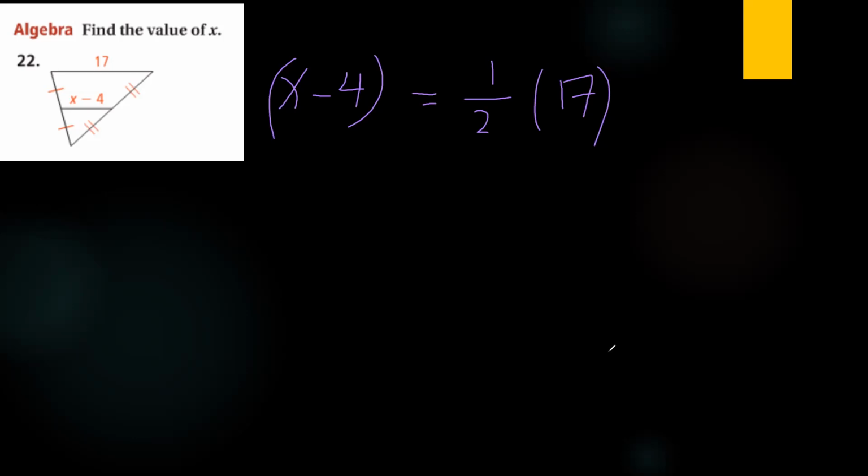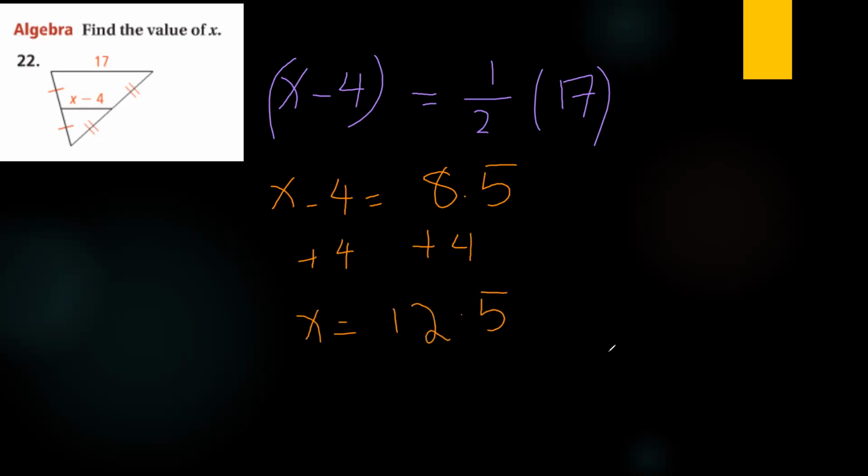Then, x minus 4 equals half of 17. What's the half of 17? 8.5. So plus 4, plus 4. So x will be 12.5.